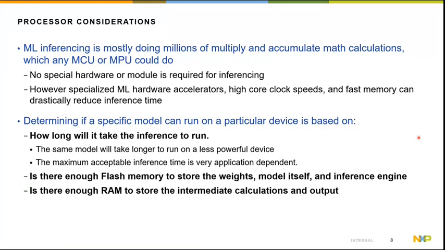The second consideration is, is there enough flash memory to store the weights, the model itself, and the inference engine? And is there enough RAM to store the intermediate calculations and the output? And so all 3 of those combined are going to determine what kind of model can be run on a specific device. And for the MCX with the neural network processing unit, you're going to significantly decrease that inference time. And Rock will show some benchmarking on that there at the end.